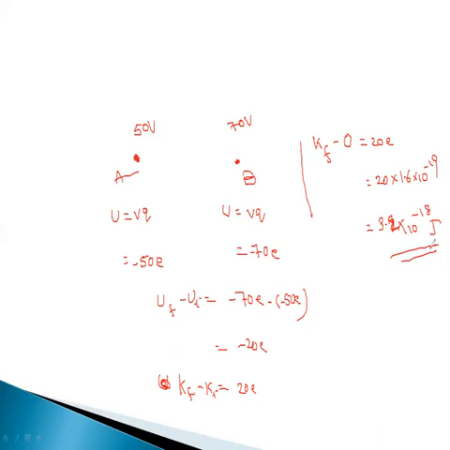Okay. If you just move a particle from 50 volt potential to 70 volt potential, first you have calculated the difference in potential energy, which is equal and opposite to the difference in kinetic energy, and hence finally K initial is 0, no? So that K final, we got the answer 3.2 into 10 power minus 18 joules.